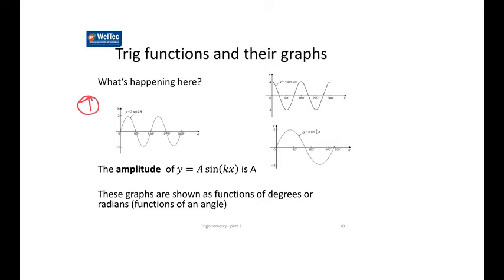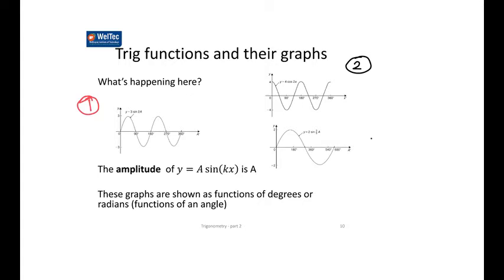Graph number 1 is going up to 3 this time, so it's got a vertical stretch, if you like, of 3. It's still going around twice as fast, so we would call it 3 sine 2a. Graph number 2 is going up to 4 and down to -4. It's a cos curve going twice round in 360, so its equation is y equals 4 cos 2x.